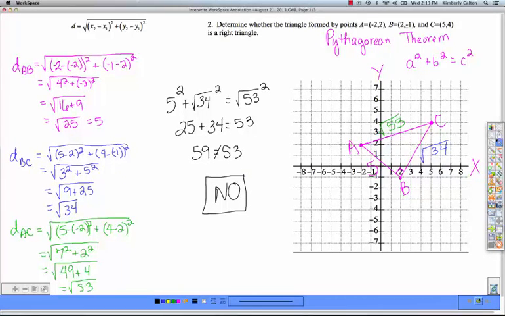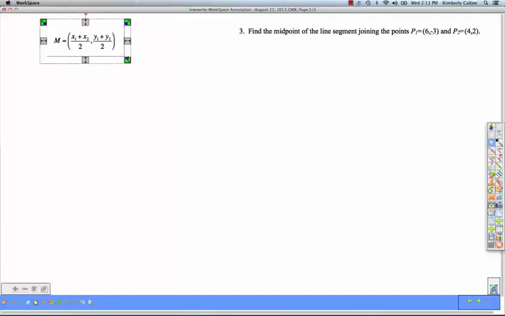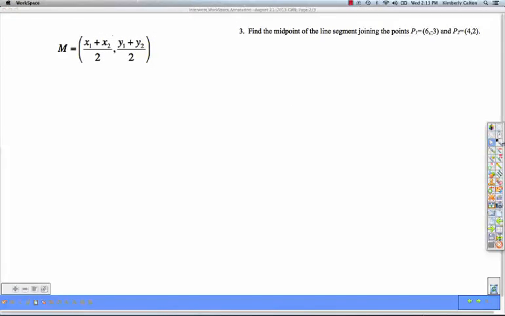And we have one more problem we're going to work, and that's this one. It says find the midpoint of the line segment that joins the 2 points. Well, first it kind of helps to know what a midpoint is. A midpoint means that we have 2 points, point 1 and point 2, and between the 2 points we have a line. Halfway between those points is our midpoint, and this is M.